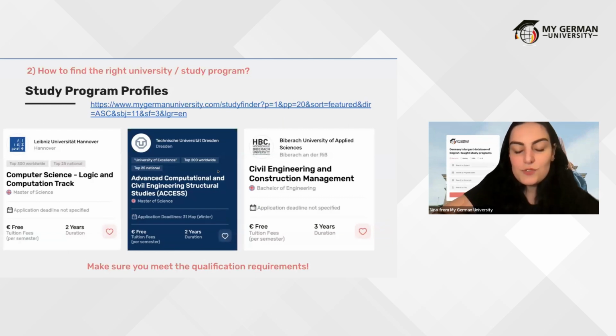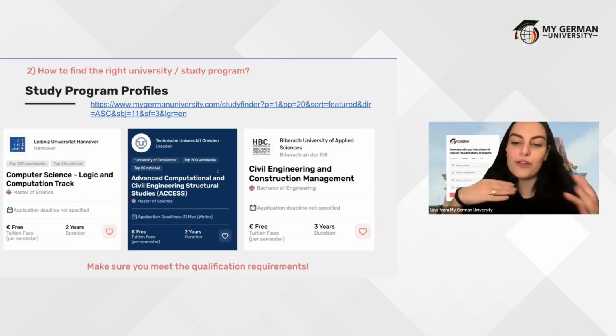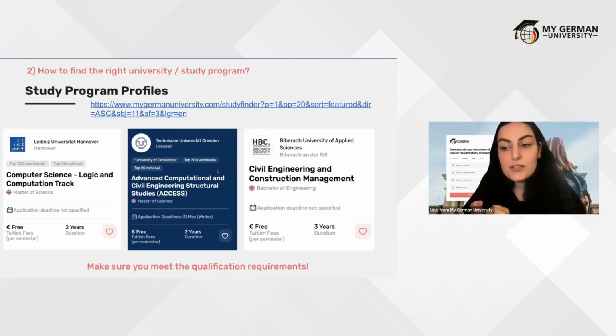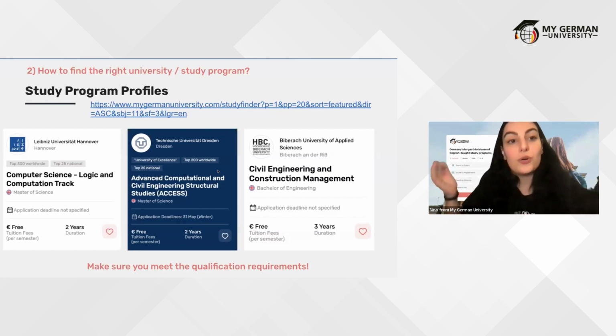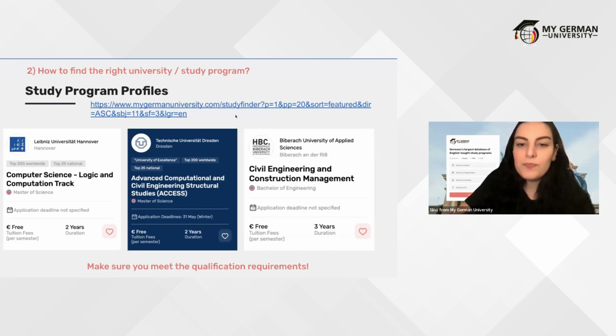Another piece of advice: when you start searching for programs, we advise you to search by subject, not by program name, so that first you see all the available options, and then you can, of course, narrow down your search.